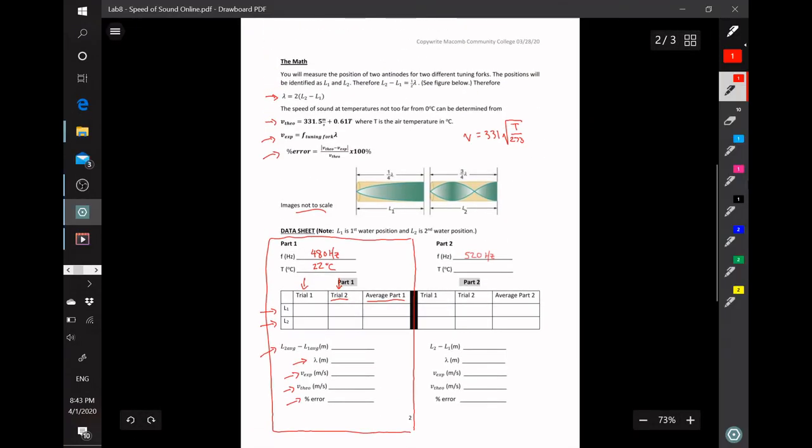So I would go back to my lab packet. For trial 1 L1, I would write 0.167 meters. Remember, the number on the tube is in centimeters, but you want to record it in meters. The video then continues with trial 1 L2, trial 2 L1 and L2, and then you'll continue on.